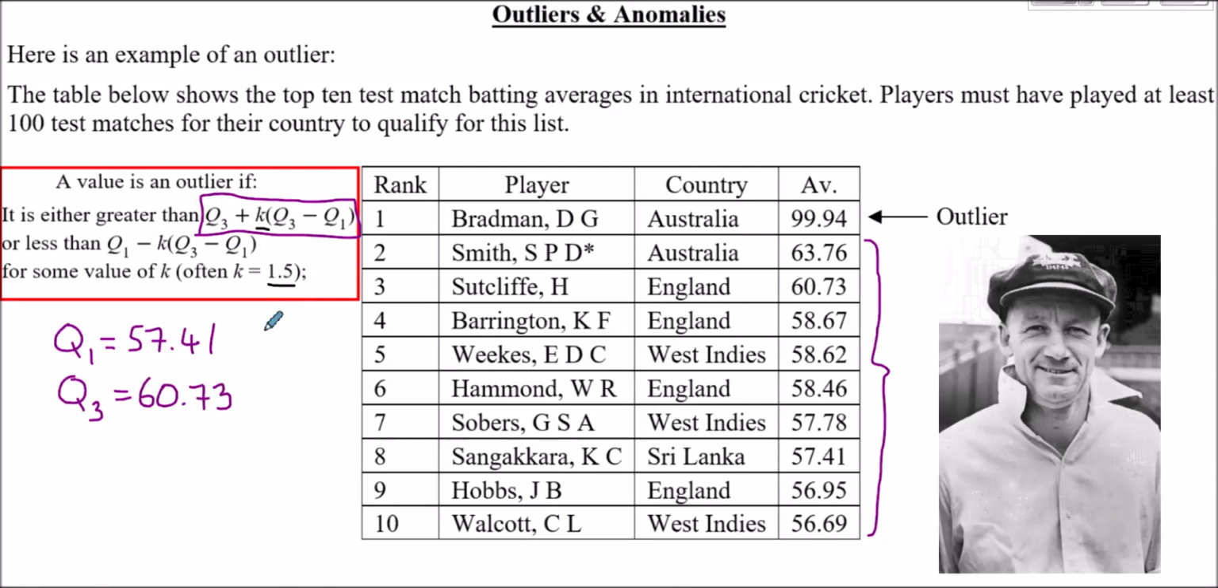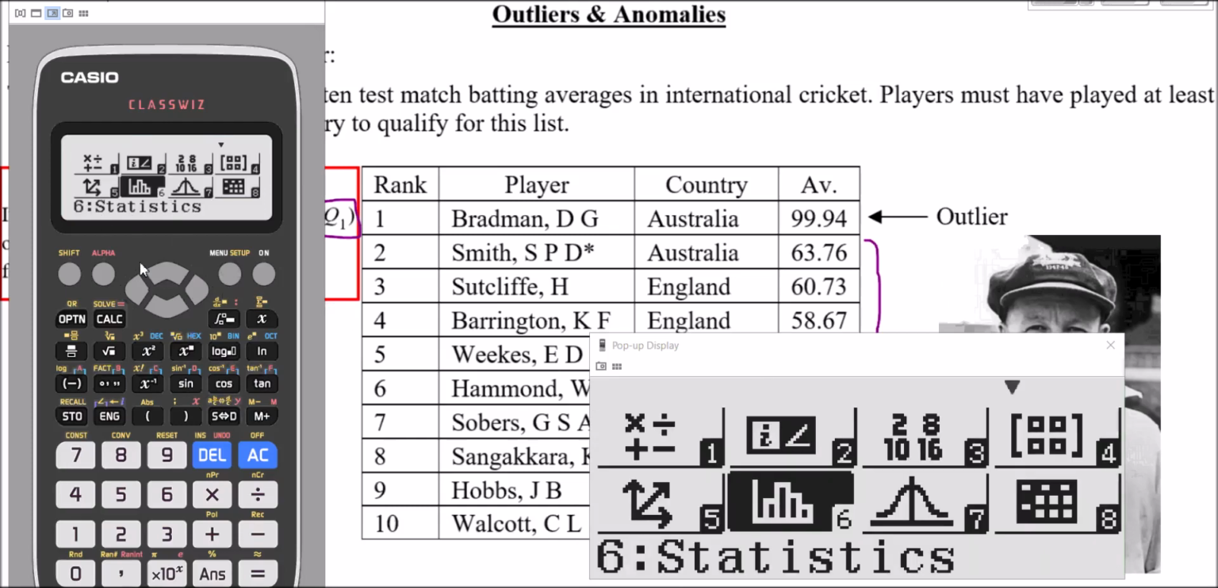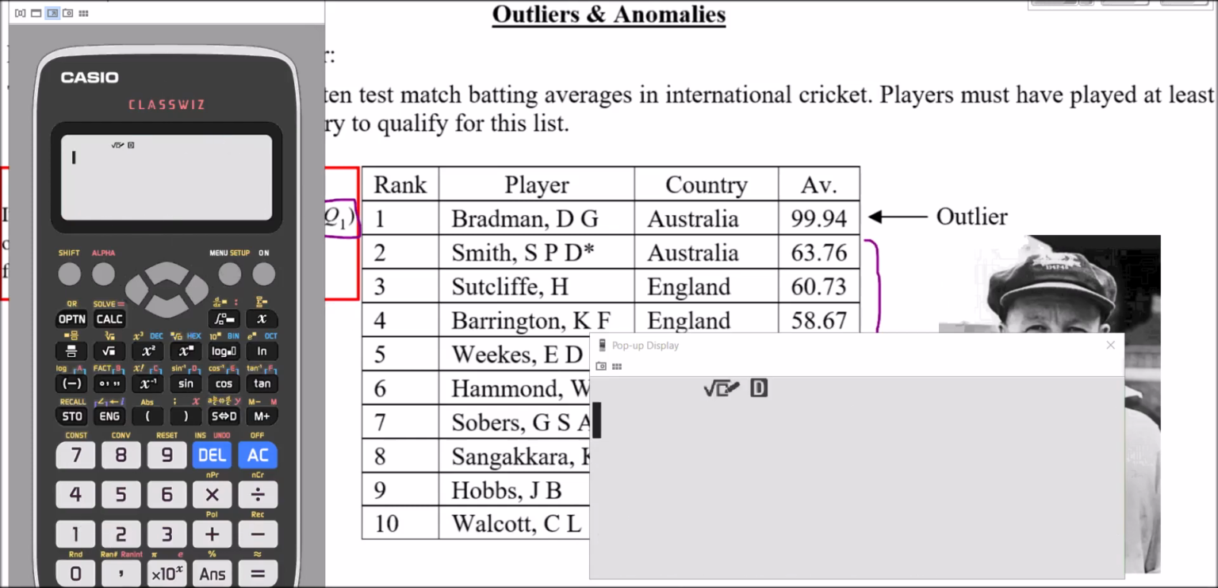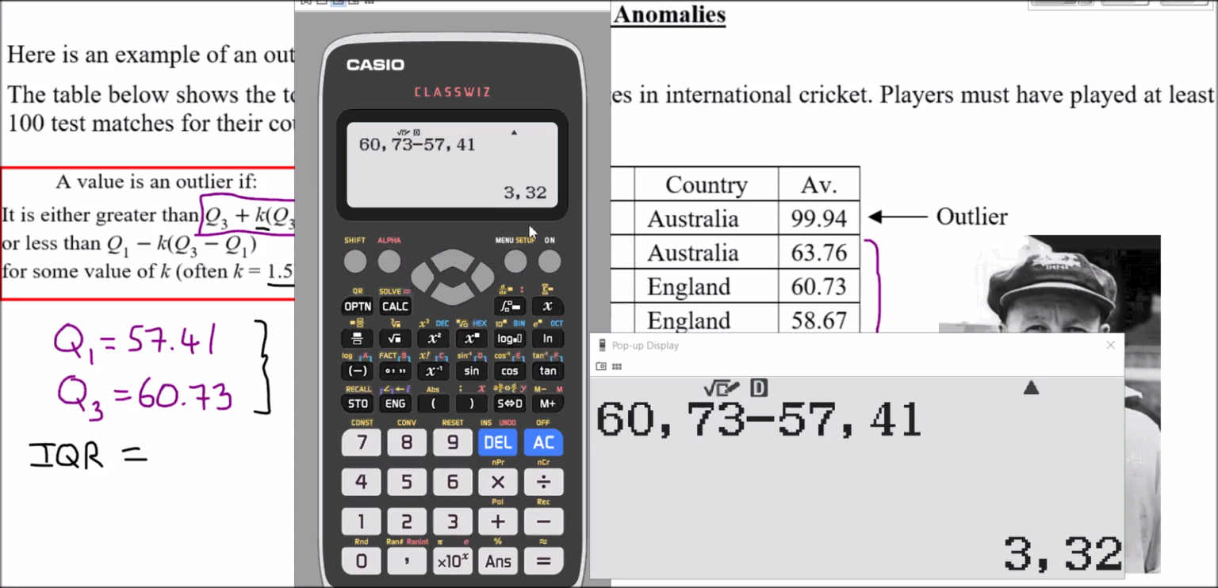So we can use this to work out the interquartile range. So the interquartile range is going to be Q3 minus Q1. So if we go back to normal mode by pressing menu option 1, I'll just move it over here slightly. So 60.73 minus 57.41. That's a very small interquartile range, so 3.32.